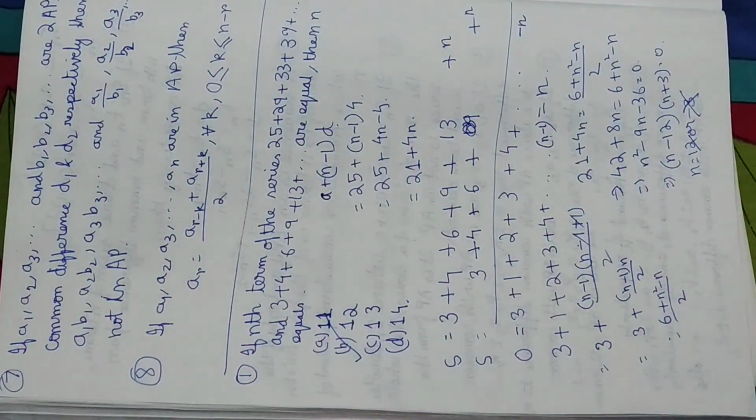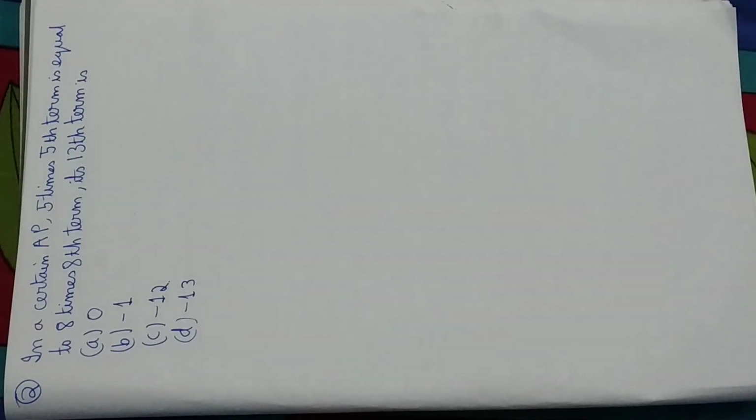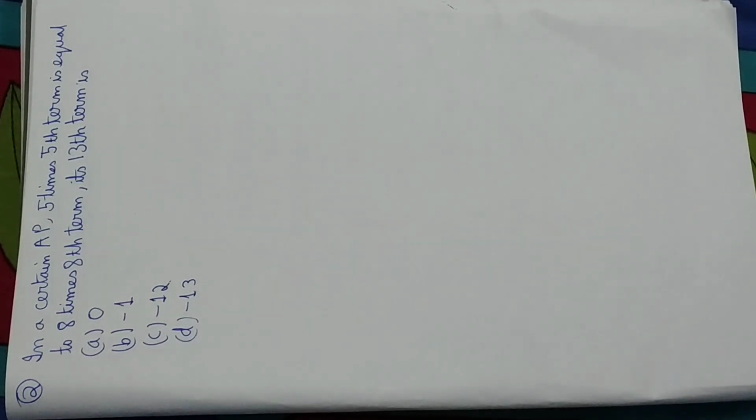Proceeding to the next question. This is the next question, question number 2. It says in a certain AP, 5 times the 5th term is equal to 8 times the 8th term. Then its 13th term is 0, minus 1, minus 12 or minus 30. Try the question by pausing the video and check my answers for further verification. I am waiting a few seconds.